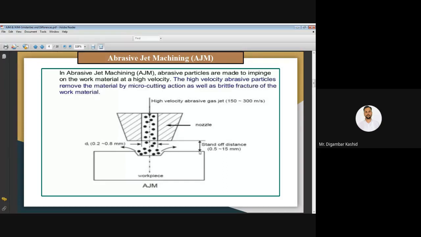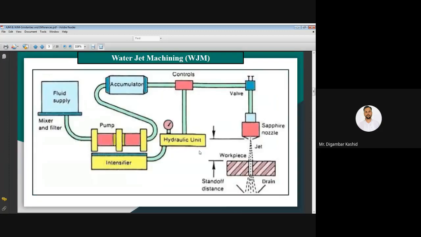This diagram I have taken from the NPTEL book. So you will get this standard diagram. Now let us go for the water jet machining.